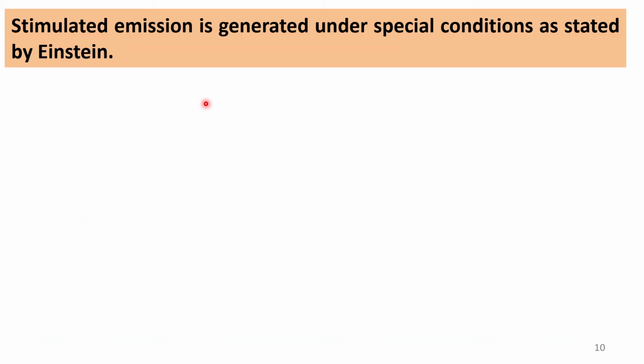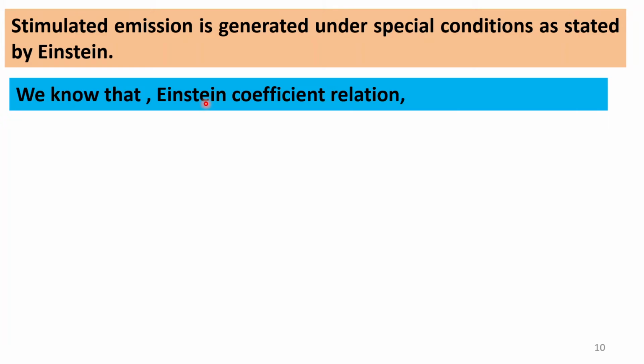So the stimulated emission is generated under the special conditions stated by Einstein. Now we are going to see the condition of large stimulated emission. In the previous chapter we have obtained the Einstein coefficient relations.